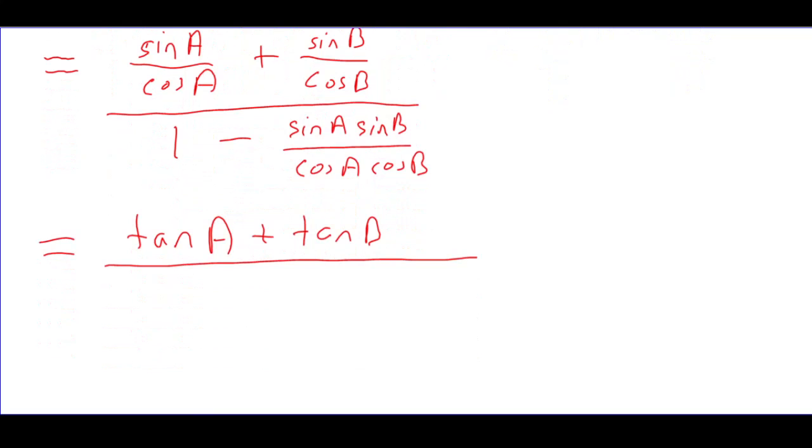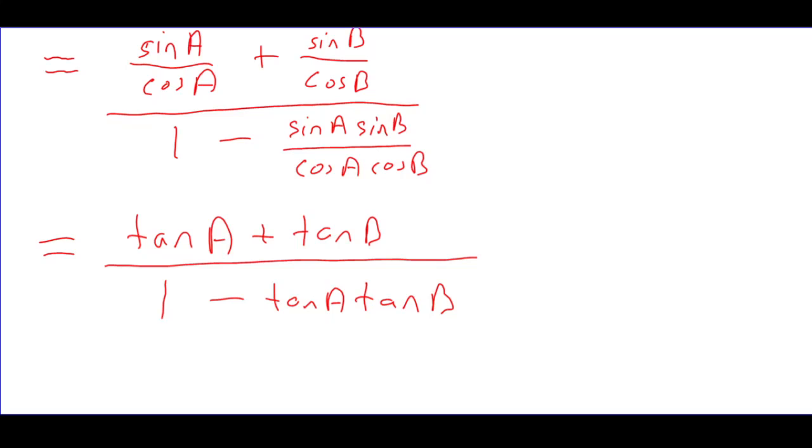And then in the denominator of the fraction, sine A over cos A is tan A, and sine B over cos B is tan B. So I do have this sum identity for tan. It's nice and simple there. Tan of A plus B is tan A plus tan B, all divided by 1 minus tan A tan B.